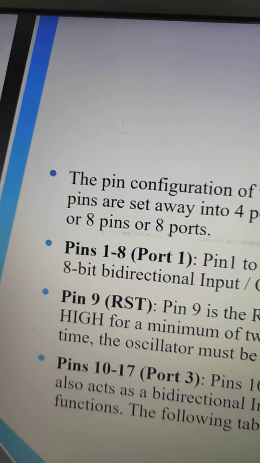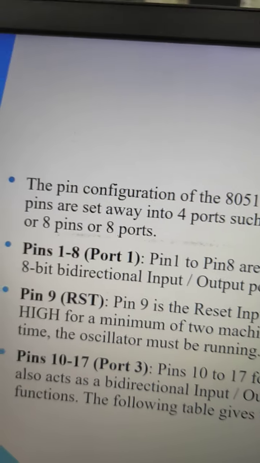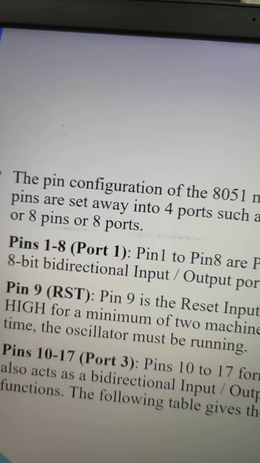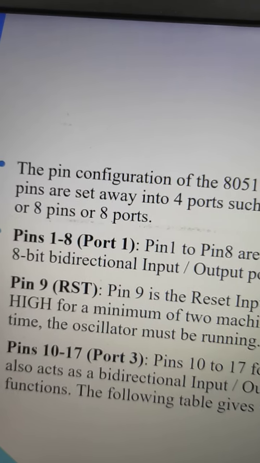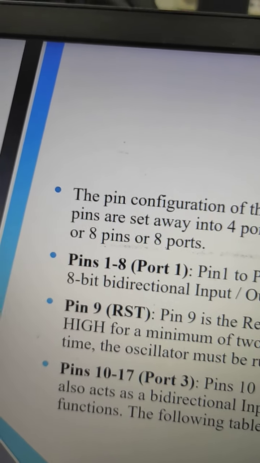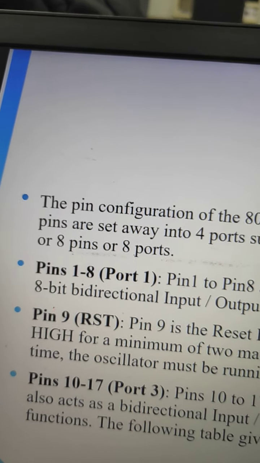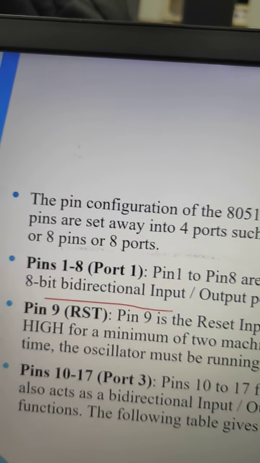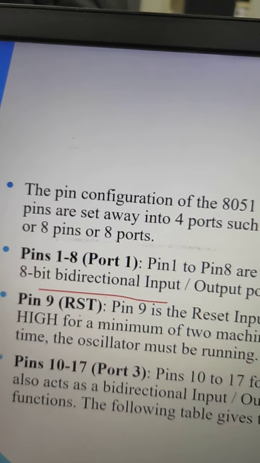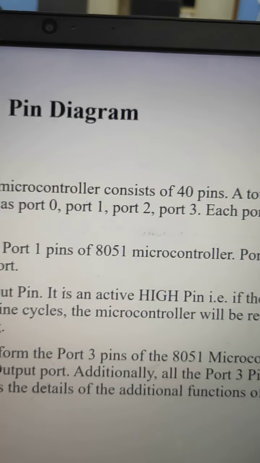The first pins, 1 to 8, as I explained, are meant for port 1, and this port 1 consists of input and output. We can say it is an 8-bit bidirectional port, used for accessing input and output. Whereas the 9th pin is the reset pin, which is an active high pin.